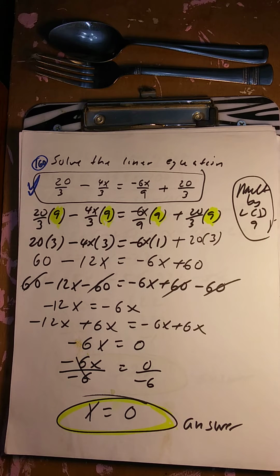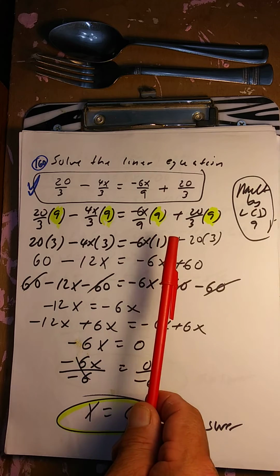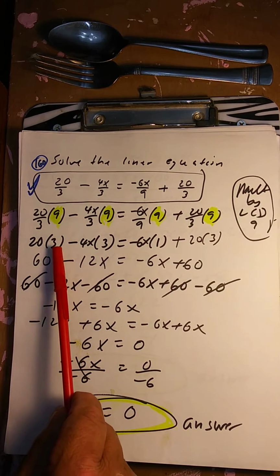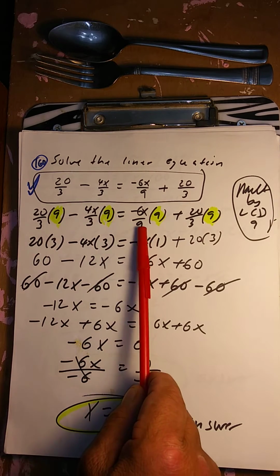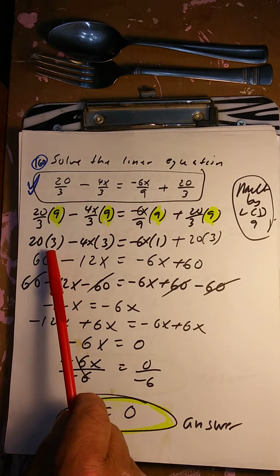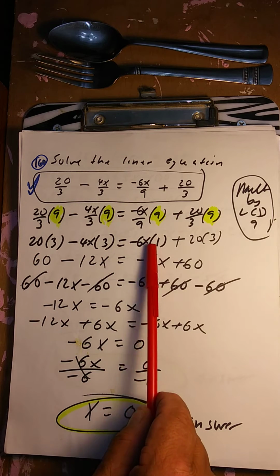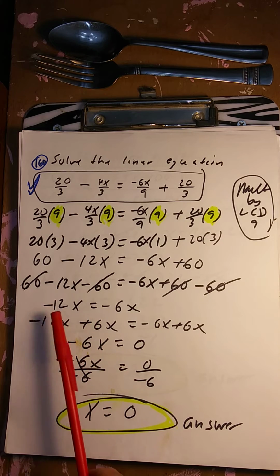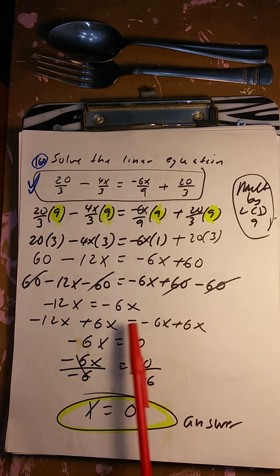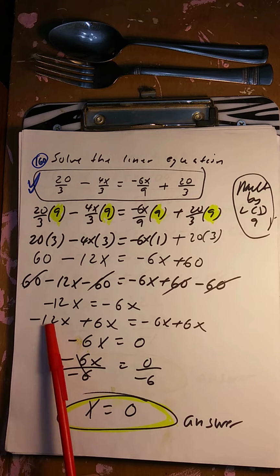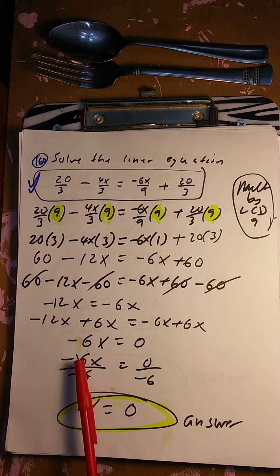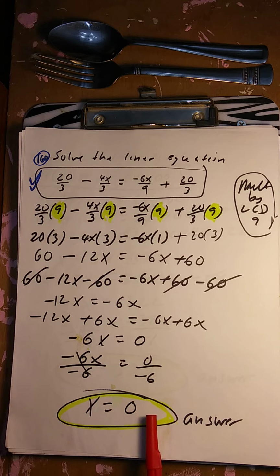More fractions. That's okay. LCD is 3, 3, 9, 3. So it's 9. So multiply everything by 9, 9, 9, 9. So 3 divides 9, 3. 3 divides 9, 3. 9 divides 9, 1. 3 divides 3, 9, 3 times. So now we have 60 minus 12x. Minus 6x plus 60. Minus 60 both sides. Negative 12x and negative 6x. Add 6x to both sides. So this is going to be negative 6x equals 0. Divide by negative 6. Divide by negative 6. So x is what? 0.